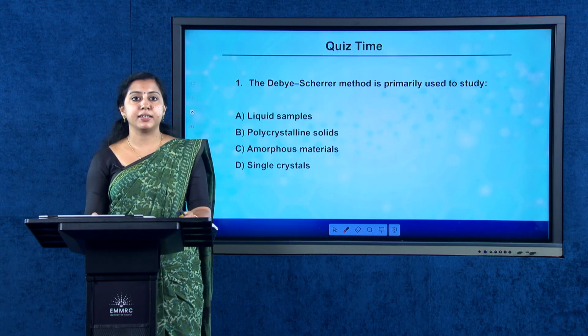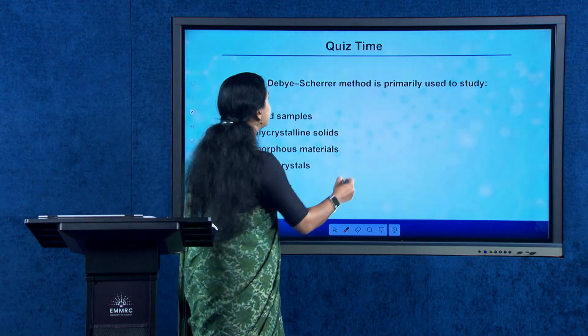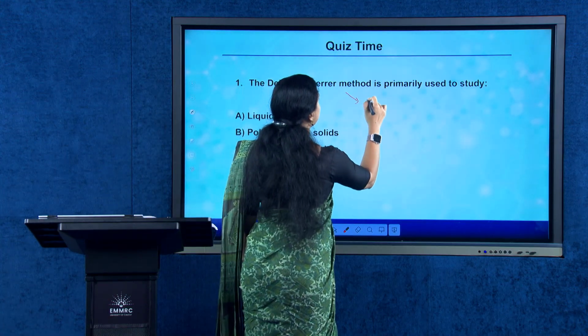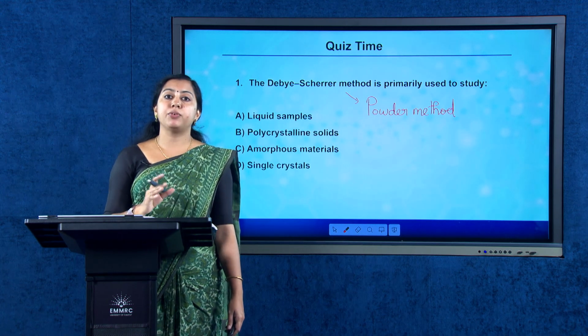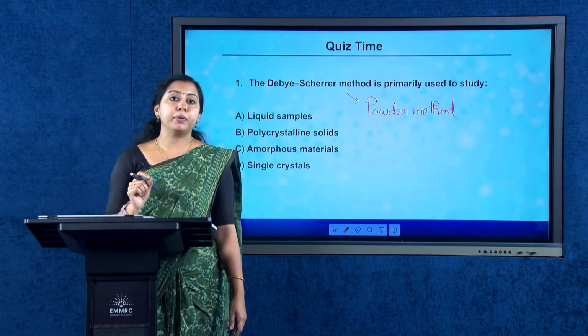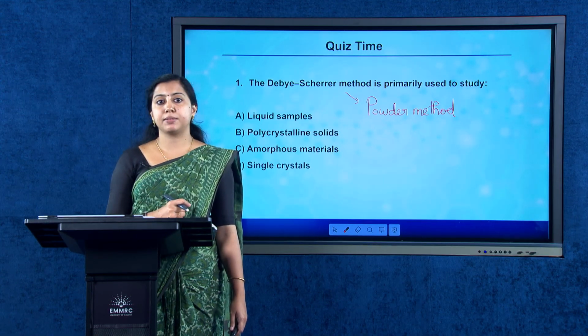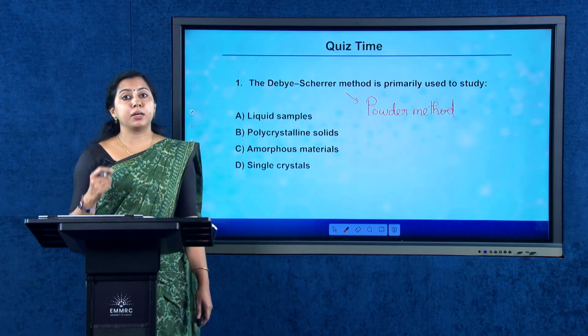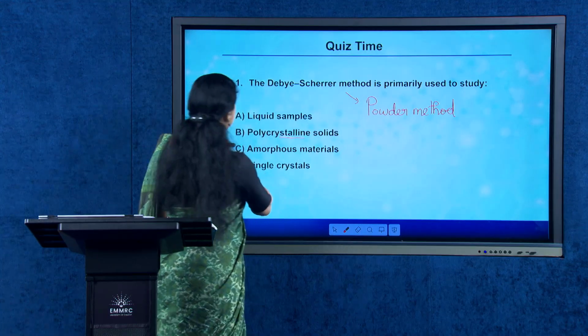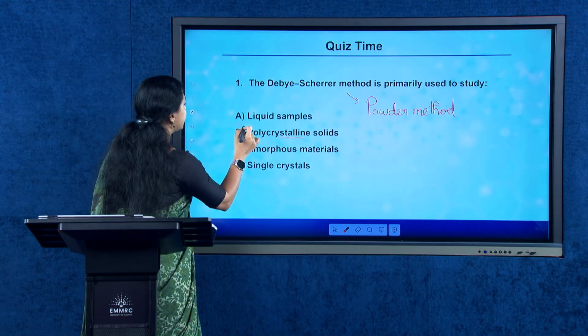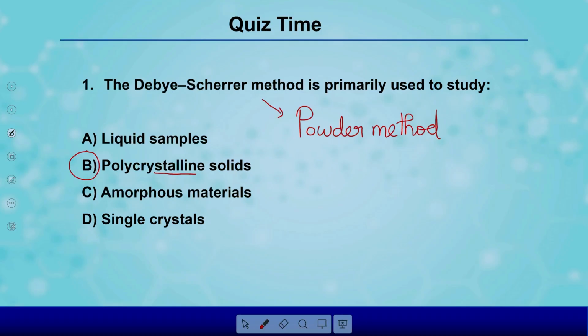We have seen that the Debye-Scherrer method is also known as powder X-ray diffraction method or simply powder method, and in this we use a finely powdered sample, and in this finely powdered sample there will be a number of tiny crystals called crystallites. So, this method is primarily used to study polycrystalline solids. So, the correct option is option B, polycrystalline solids.